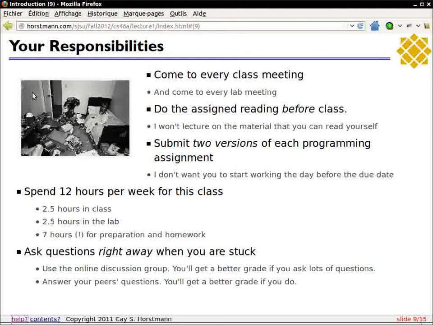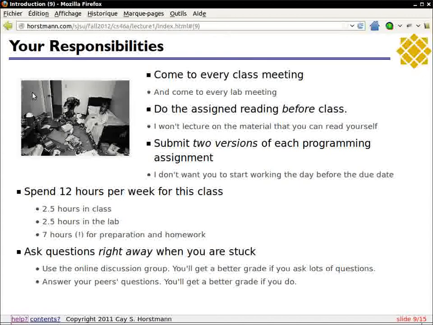So what do you have to do? You have to come to class every single class meeting. I promise the lectures will start getting interesting on Monday. You have to come to every single lab meeting. You have to do the assigned reading before class. So I won't lecture on the stuff that you can read, like I said.